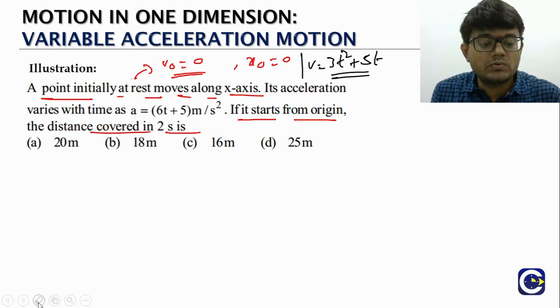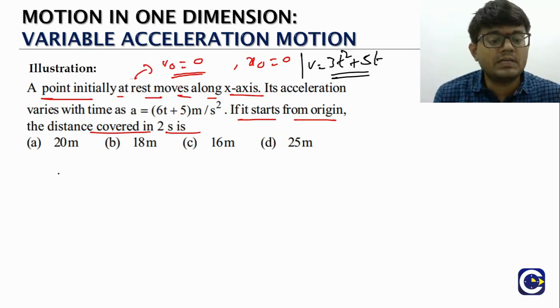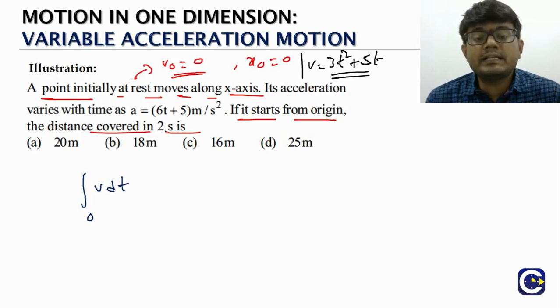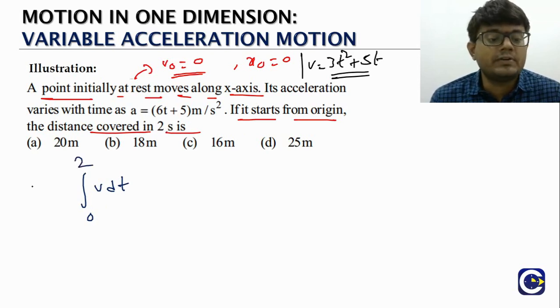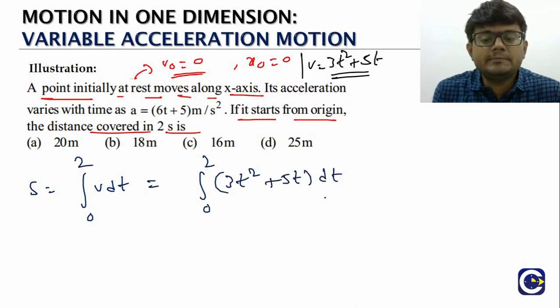Displacement magnitude. So if you take the velocity function, what is the velocity function? 3t square plus 5t. Integrate it between, what are the limits? Starting time is 0. You have to find the distance covered up to 2 seconds, right? Means up to 2 we have to integrate. That will give us the displacement magnitude. 0 to 2, velocity function is 3t square plus 5t dt.